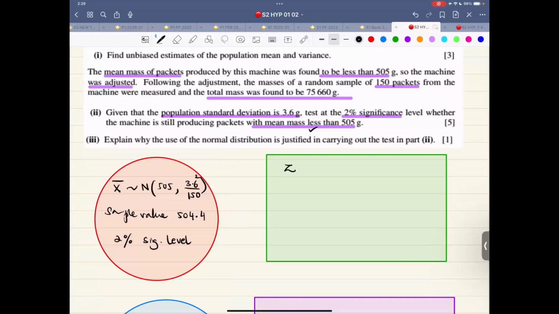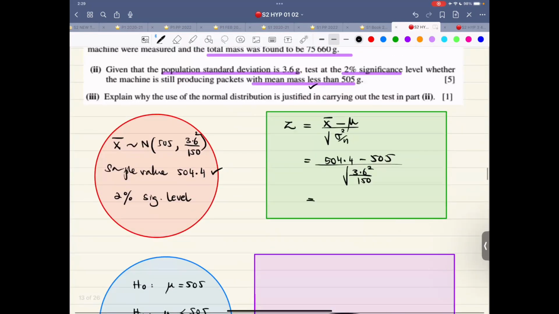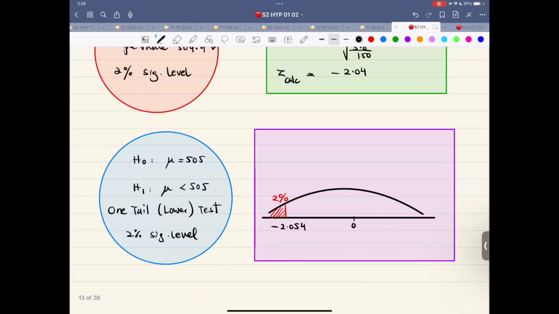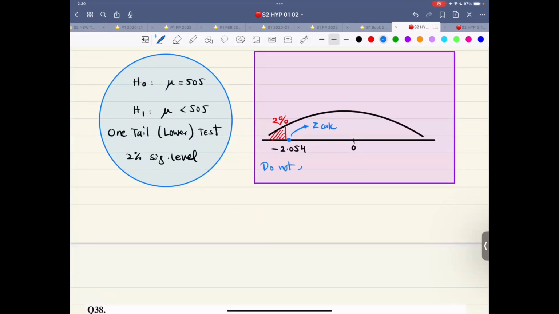Now we need to calculate the Z value. Z is X bar minus mu, over the square root of sigma square over n. That is 504.4 minus 505, which is the mean, divided by the square root of 3.6 square over 150. And this Z value is coming out to be negative 2.04. That is the Z calculated value. Now we need to check, does this lie in the critical region, yes or no? This Z value is just outside of the critical region. And what is the conclusion? The conclusion is, do not reject H naught. In other words, accept H naught.